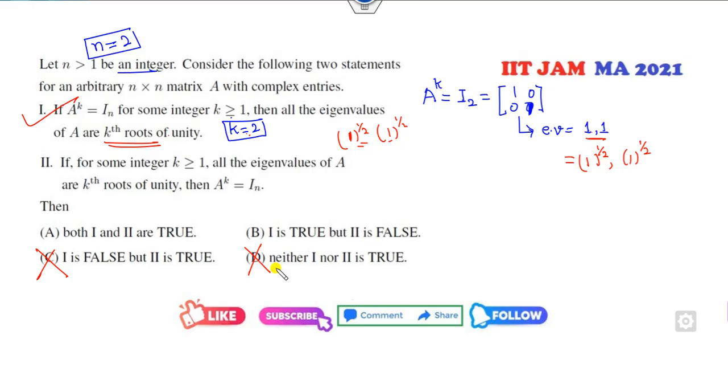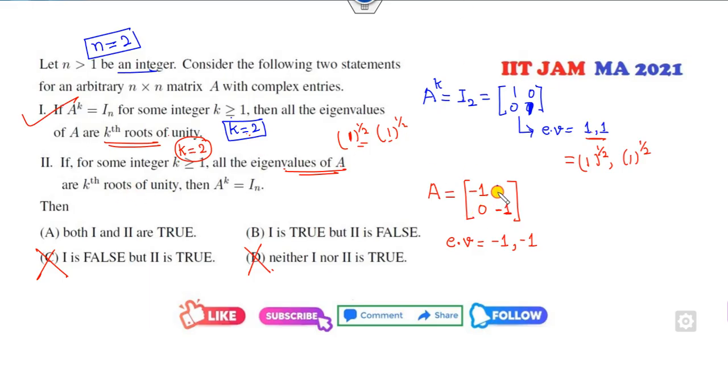This option is cancelled. The second option said: for some k greater than 1, I can again choose k as 2, all the eigenvalues of A are kth roots of unity. Okay, that is the converse of the previous one. So many examples are there. If I simply choose, instead of I, minus I. Fine. What are the eigenvalues of this? -1, -1. Fine. All the eigenvalues of A are kth roots of unity.